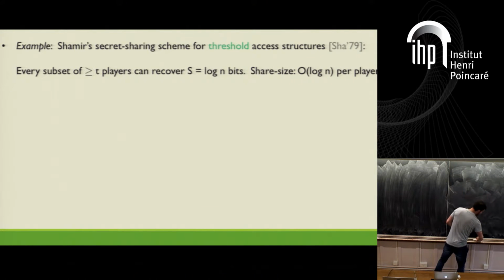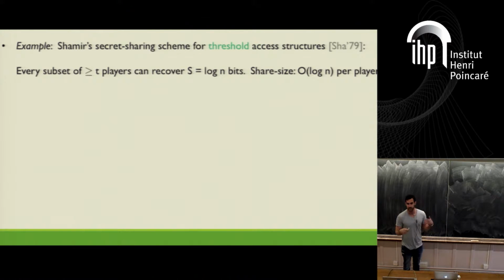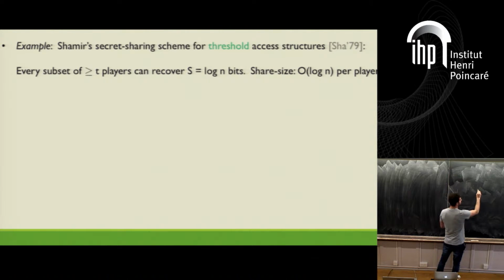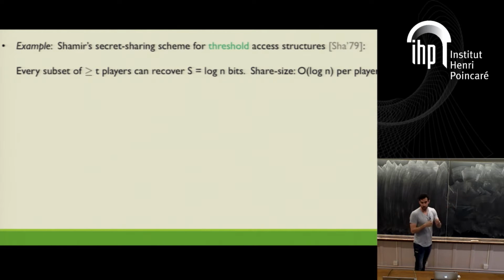I won't do the entire thing. The scheme is based on this very nice idea of polynomial interpolation. What I'll do is the following. I will choose a field size Q, where Q is at least the number of players, okay? And I'll show you how to distribute a secret of size log Q, so basically an element of the field. Okay, this will be the secret.